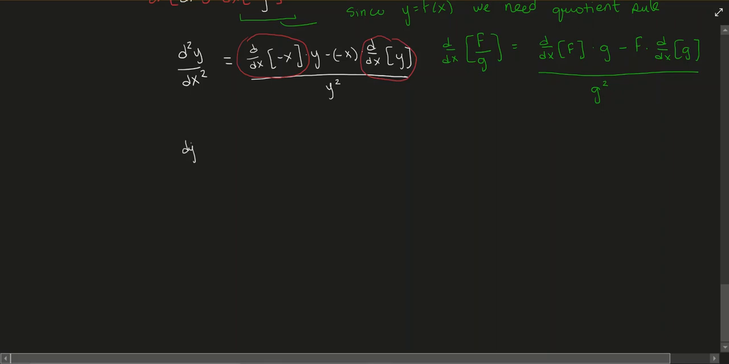Let's copy down our second derivative notation. Taking that first derivative, negative x becomes negative 1, and that was multiplied by y. We have a double negative here, minus a negative x, so let's write that as plus x times the derivative of y with respect to x. That just becomes dy dx, and all of that is divided by y squared.